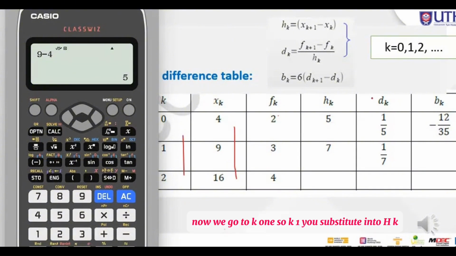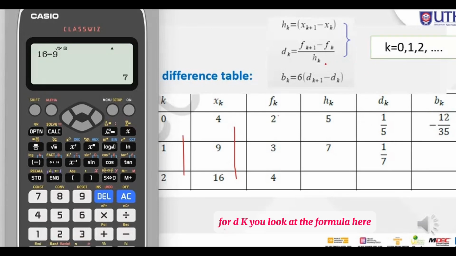Same for this. Now we go to k = 1. So for k = 1 you substitute into h_k. So we will have x_(1+1), which is x_2. So x_2 here, this is x_2, so refer to the value of x here, which is 16, minus x_1. So what is the value of x for k = 1? This is k = 1, so here is 9. So 16 minus 9 equals 7. So that's why the value of h_1 now is 7.